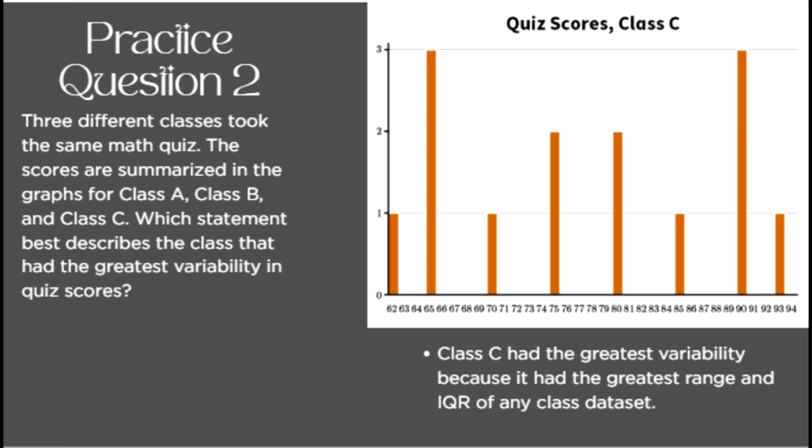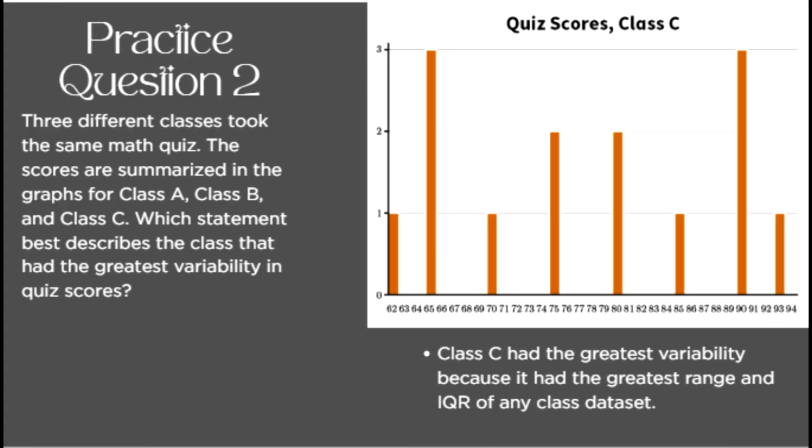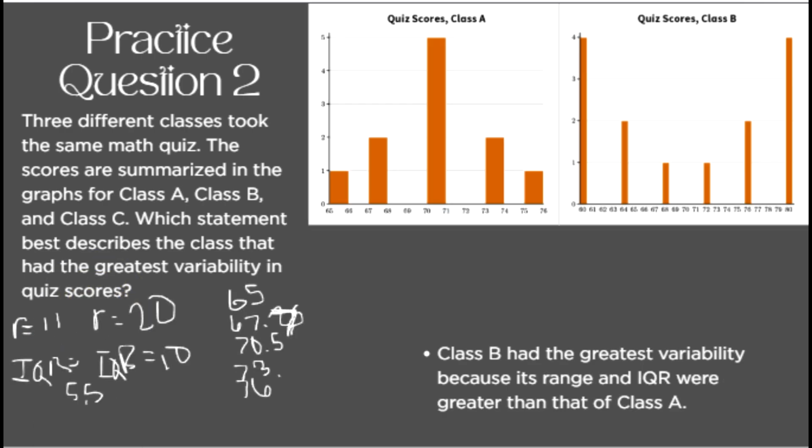Okay? Oh, wait, there's one more. Class C has the greatest variability because it had the greatest range and IQR of any class dataset. Wait. Before we say that this is it, we need to figure out Class C. So its range is 93 minus 62. Calculator time. 93 minus 62 gives us 31. Okay, range equals 31. Well, already we can go back and look and see that its range is the biggest.